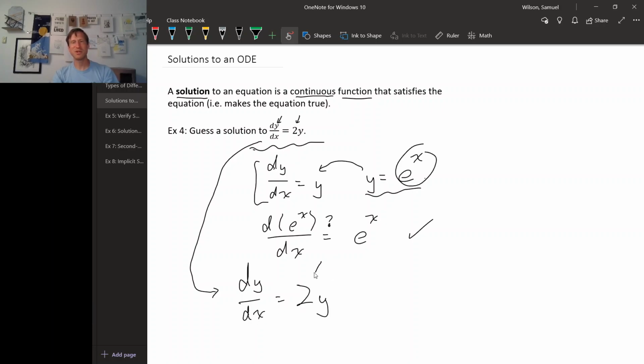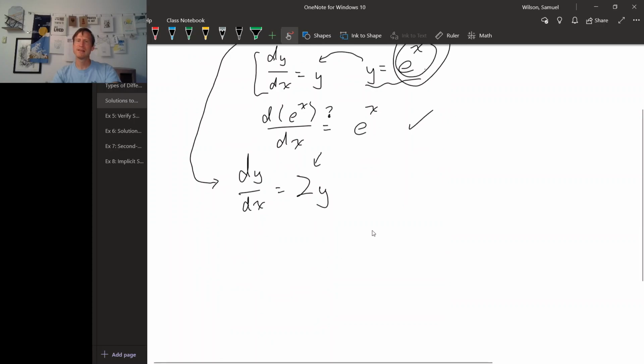Okay. Well, now let's come back to our original equation, dy dx equals 2y. Well, let's see. This 2 here probably just comes from a constant in this e to the x somewhere. Can you think of a way to modify this e to the x function so that when you take its derivative, you get an extra 2 in front? It seems like maybe we could use e to the 2x.